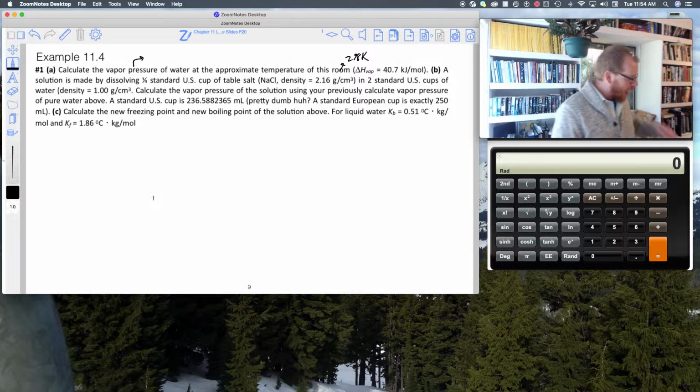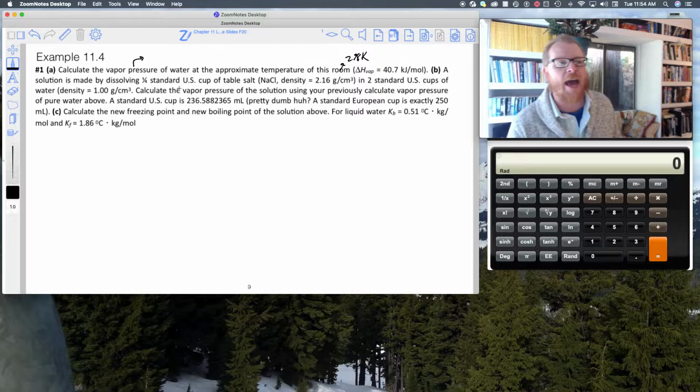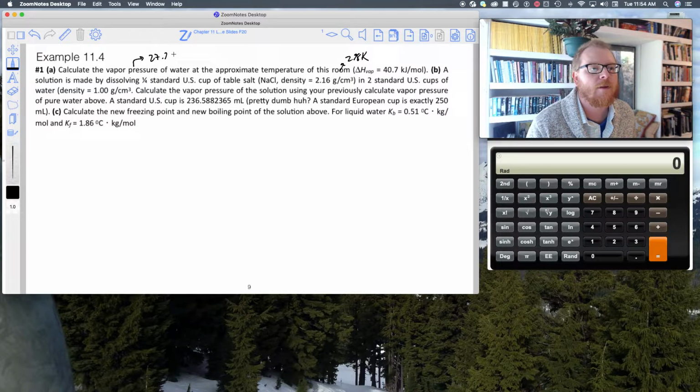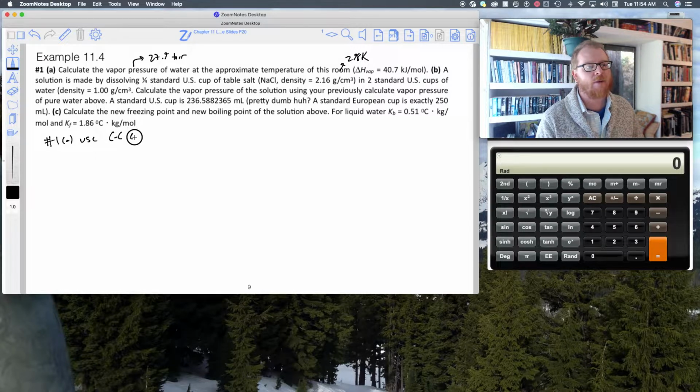And I'm going to look at that value I got in the problem that I did from the lecture. 27.9 torr. So I'm going to use that as the vapor pressure. But you should absolutely be able to use the Clausius-Clapeyron equation to make this calculation. Okay? So I'm going to say number 1A, use the Clausius-Clapeyron equation. 27.9 torr should be your answer for 298 K.